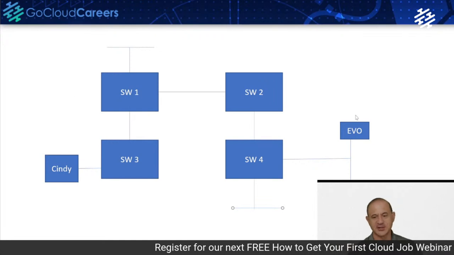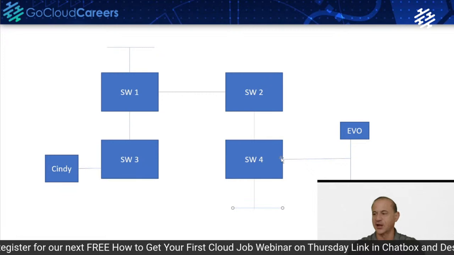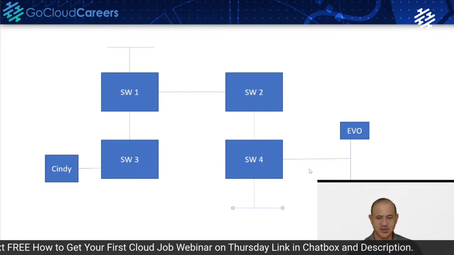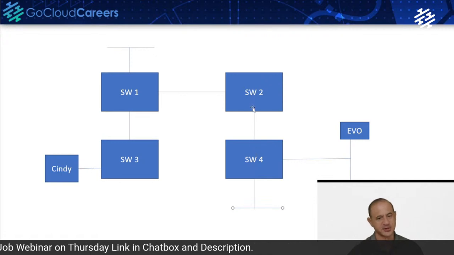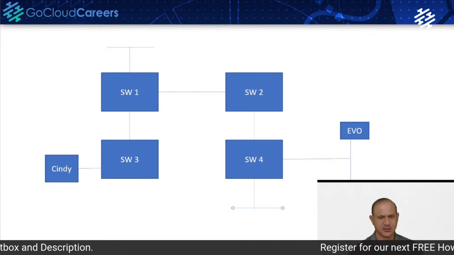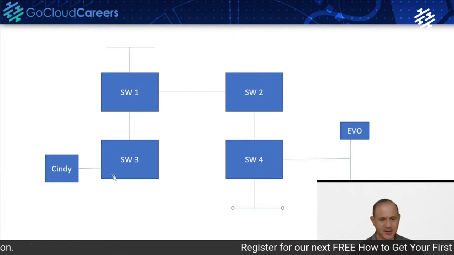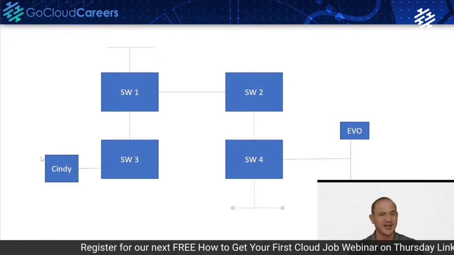Now, as soon as she does that, this packet is flooded. The switch doesn't know where Cindy's MAC address is. So it hits switch four. Switch four sends it out this port and this port into switch two. Switch two sends it into switch one out this port. And then switch one moved it over to switch three, and switch three sends it to Cindy the cat.